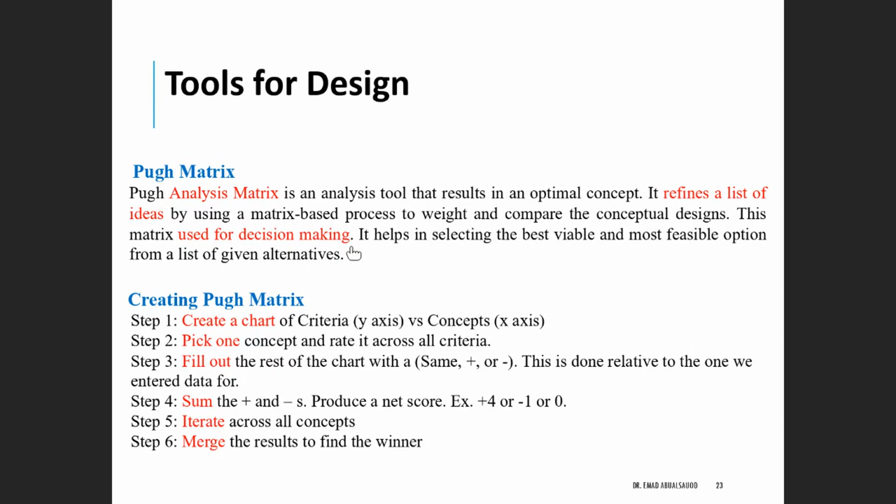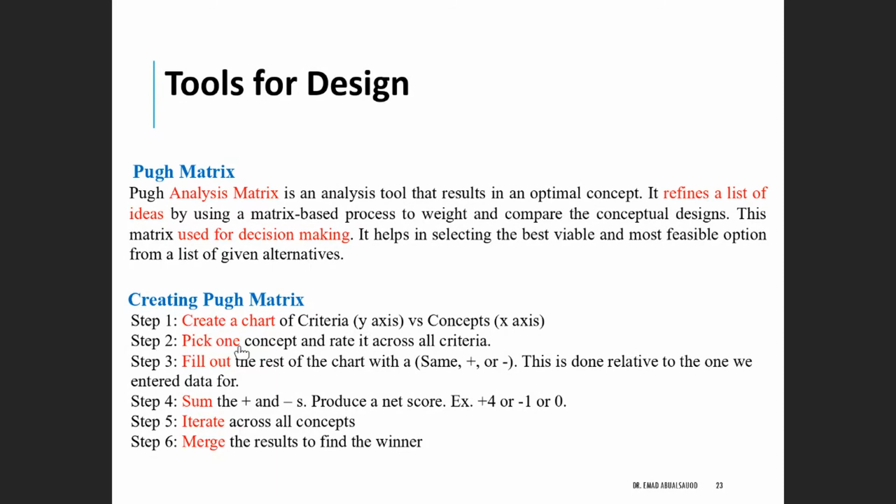It helps you to make the decision, and it helps to select the best solution or the most feasible solution or option you have among alternatives. You can use this tool also in your capstone project to compare alternatives and see against each other or against the current status. Creating the Pugh Matrix needs these steps, starting with creating a chart of criterions in the y-axis versus the concepts, which is the x-axis.